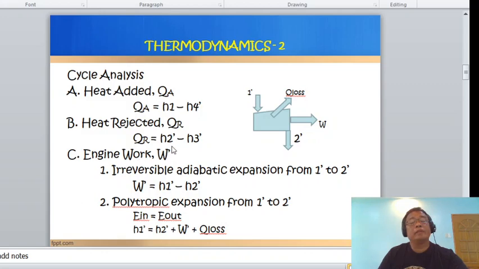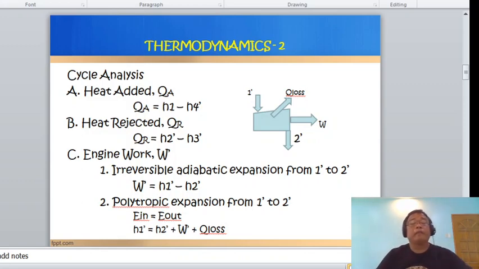Another is the engine work. So we have here the irreversible adiabatic expansion, from 1 to 2. Take note, this is no longer isentropic. This is polytropic. W is equal to h sub 1 prime minus h sub 2 prime for the polytropic expansion from 1 prime to 2 prime, or energy in equals energy out: h sub 1 prime equals h sub 2 prime plus W plus the loss, of course. Based on the illustration, that is the heat loss inside the turbine.